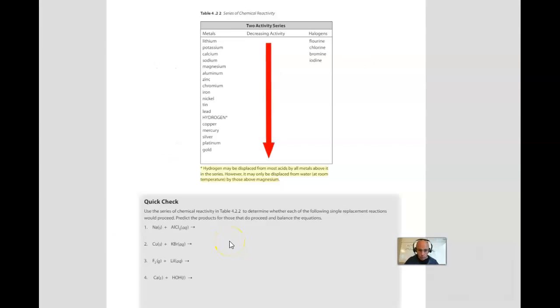I recommend you give this quick check a go to try to do it on your own first, using the information you were just given, and then come back to the video in a moment once you're done and see how you did.